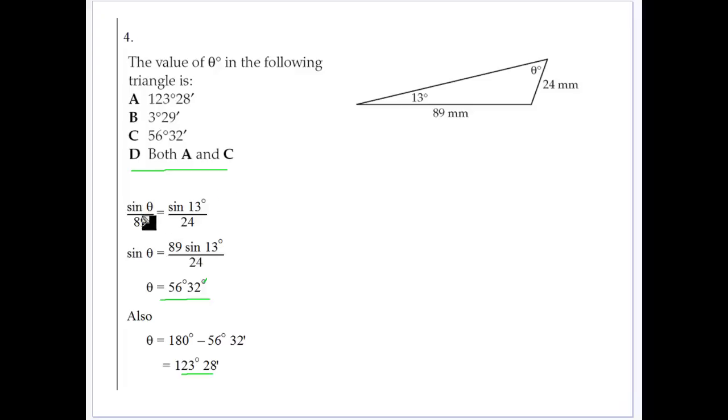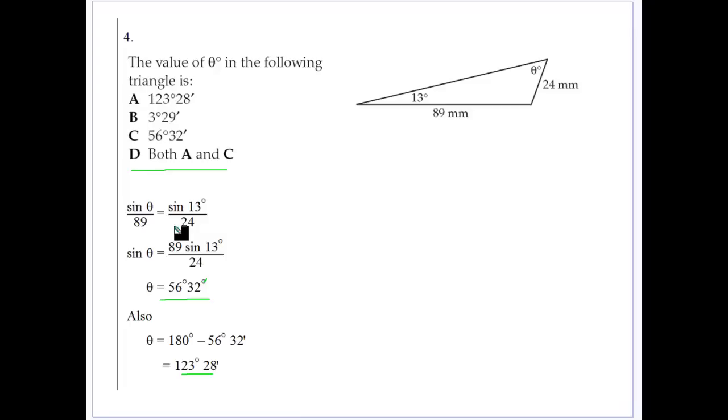And you could go back and do that. Put theta as 123 degrees 28 minutes, and theta as 56 degrees 32 minutes. Put them back into both of those, and they both satisfy that expression. So they both work, and from our diagram they could both work. So be wary of that situation.